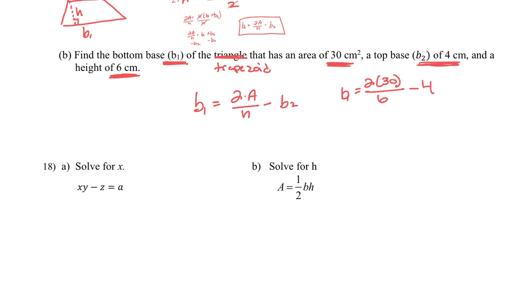Well, if I do the multiplication on top, we get 60 divided by 6 minus 4. 60 divided by 6 is 10 minus 4, and 10 minus 4 gives us 6. So the bottom base is 6. And in this case, if you notice, our units aren't inches or feet, they're centimeters.